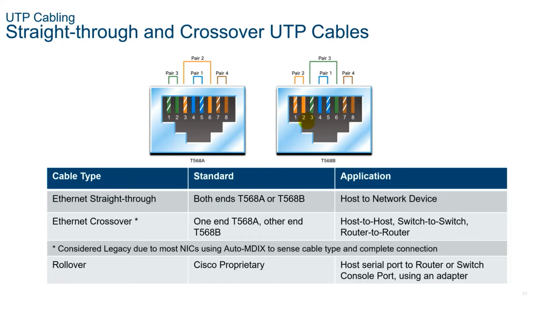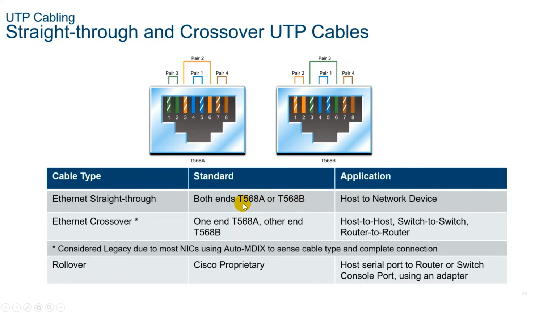The following are the main cable types that are obtained by using specific wiring conventions. First, you've got an Ethernet straight-through, the most common type of networking cable. It is commonly used to interconnect a host to a switch and a switch to a router. This is based on the standards T568A or T568B.